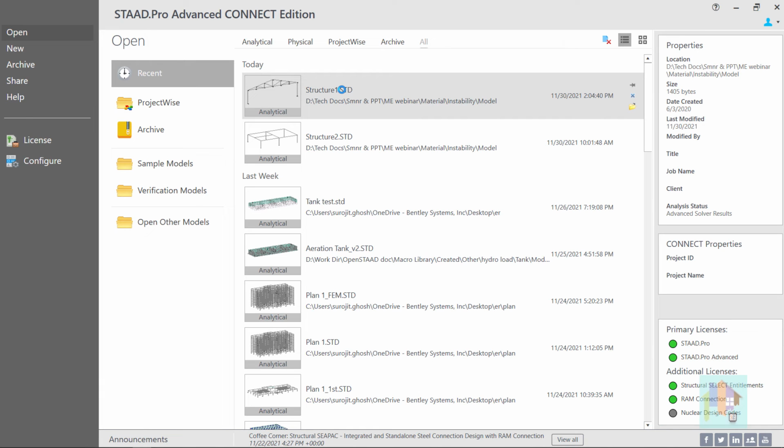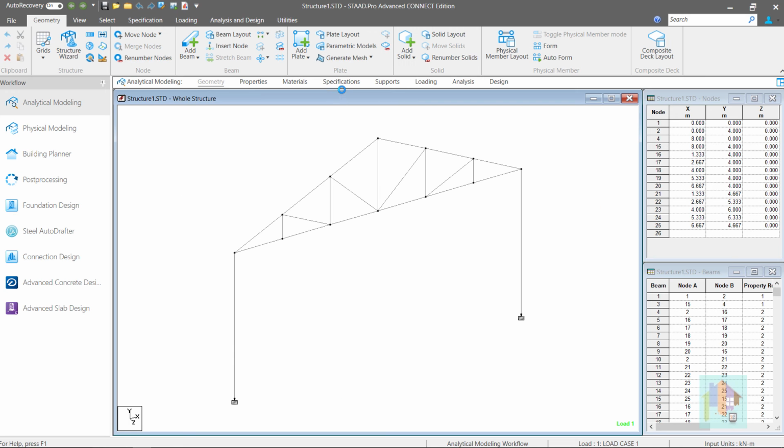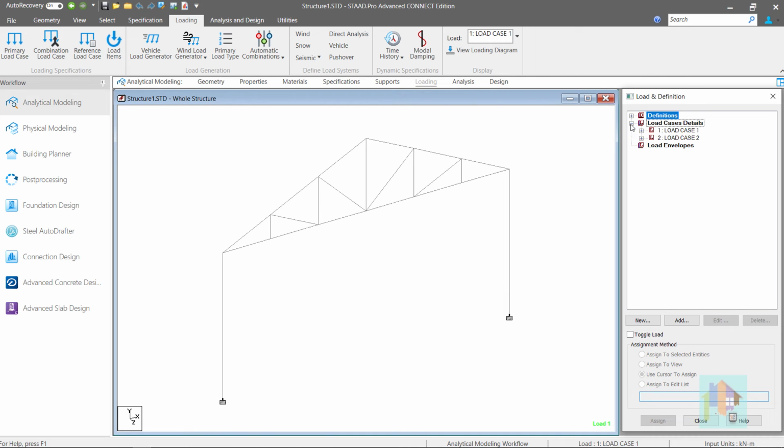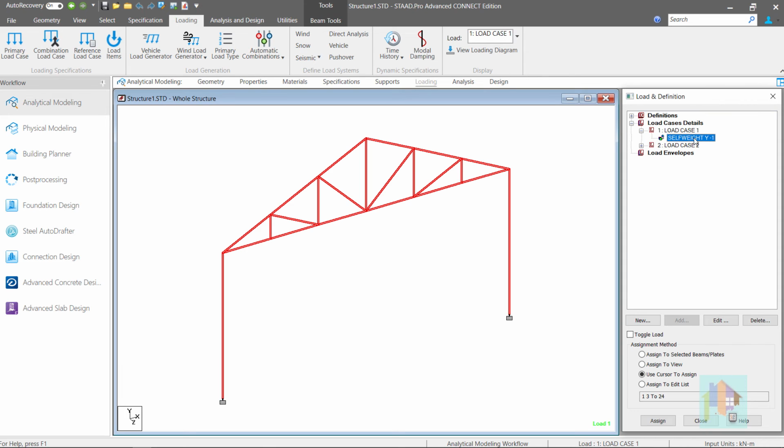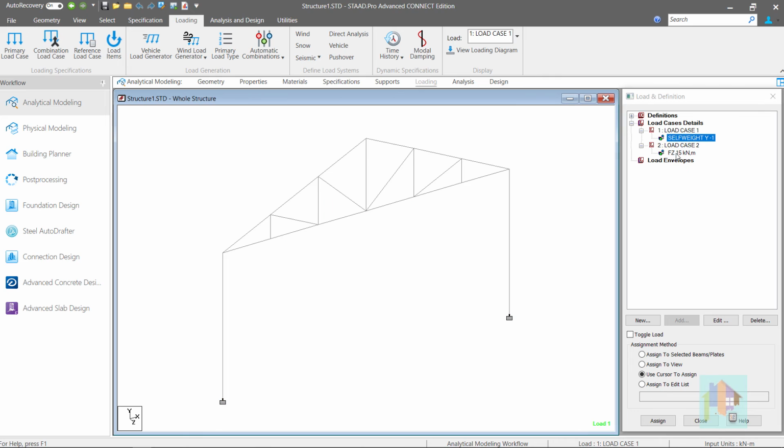Let's check the first model. We know that there are several zero stiffness warnings reported for this model, but does this mean it is unstable? In this model, I have applied 2 loads. Under load case 1, self weight is assigned to the entire structure, and under load case 2, a nodal load in the Z direction is applied. You may consider this as a wind load case.